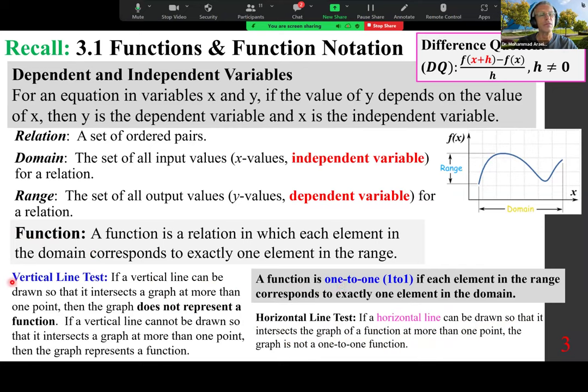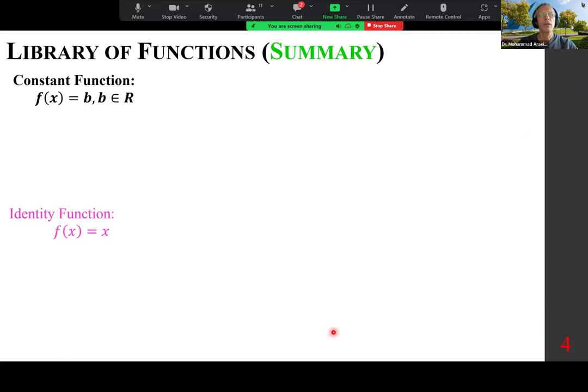So we use VLT, or vertical line test, to check a function. We use HLT, or horizontal line test, to make sure it's a one-to-one function. Here's the library of functions. The summary.